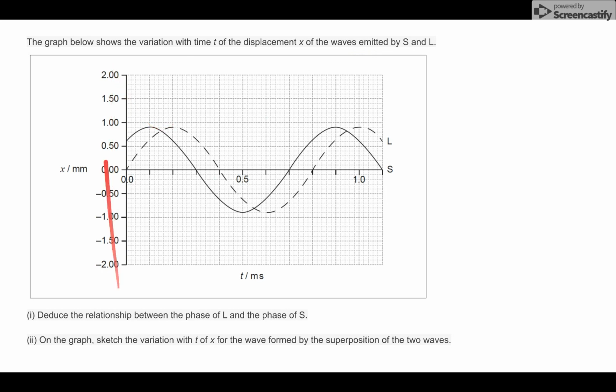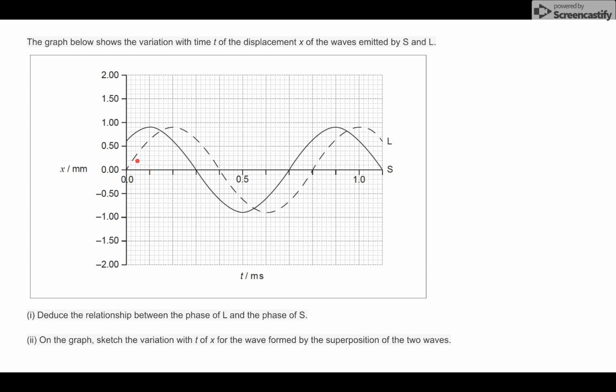First things first, we need to understand our graph. This is the displacement axis from equilibrium, and this is the time axis. And of course, from this graph, we're only able to deduce the time period because this is given to us in time. If you had this given to you in distance or displacement, you'd be able to determine the wavelength. Right, but that's not the purpose of this video.